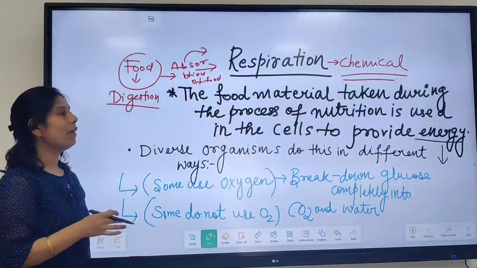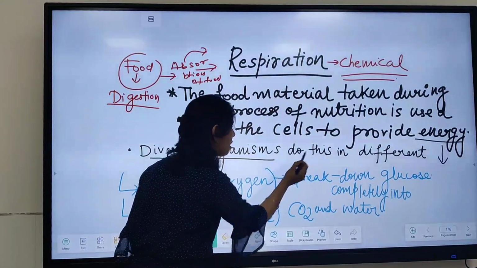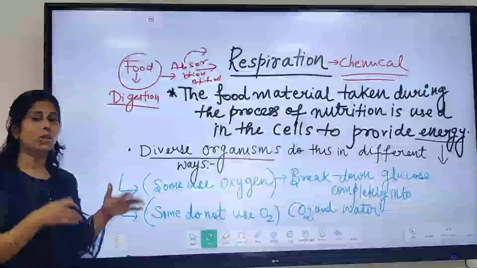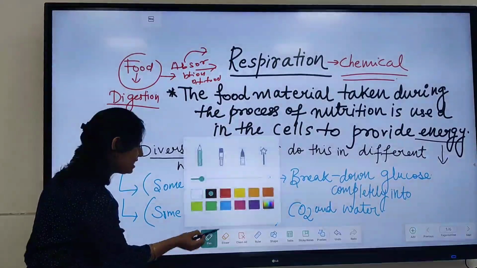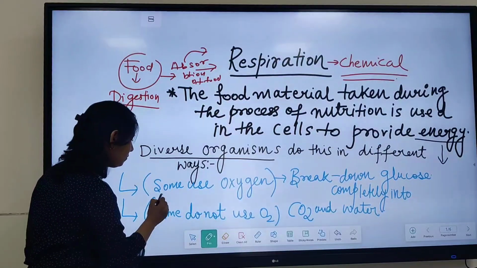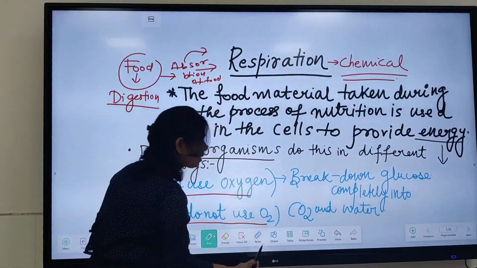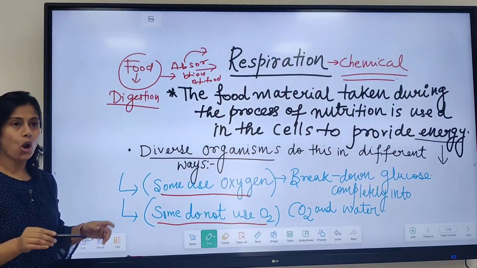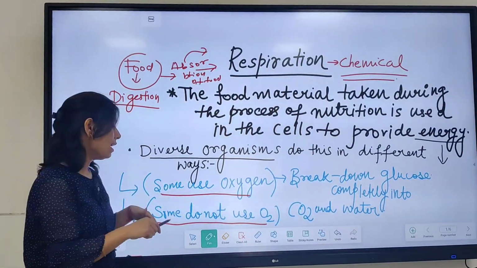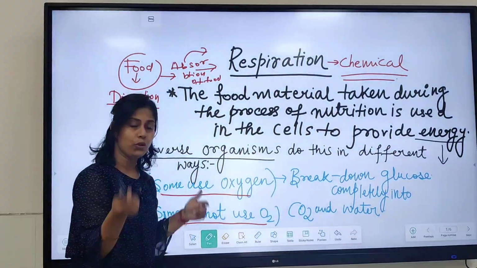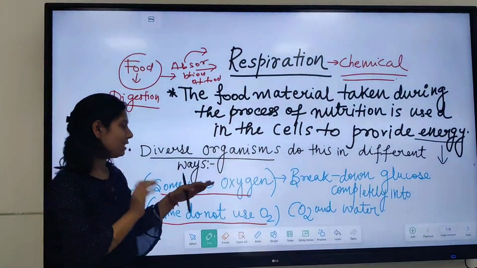Now when we talk about respiration, there are different organisms which do it in different ways. There are different ways by which the energy is produced. Let's understand the first thing. Some use oxygen while some do not use oxygen. This is very, very important. Not all the organisms are going to use oxygen for respiration; some will use it and some will not use oxygen under certain conditions. So let's understand.